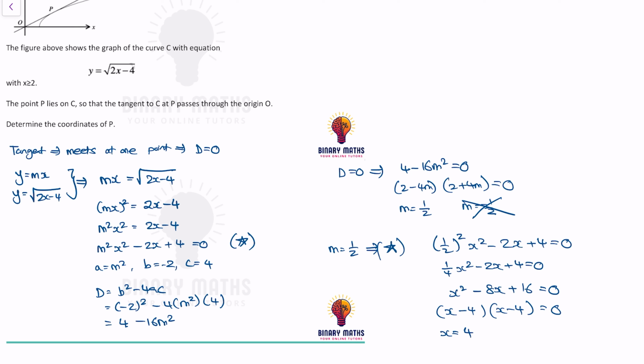So x is equal to 4. If x is equal to 4, y is equal to root of 2 times 4 take away 4, which is equal to 8 take away 4 square rooted, which is root 4, which is just 2. Which means my point P must be equal to (4, 2). That would be my solution.